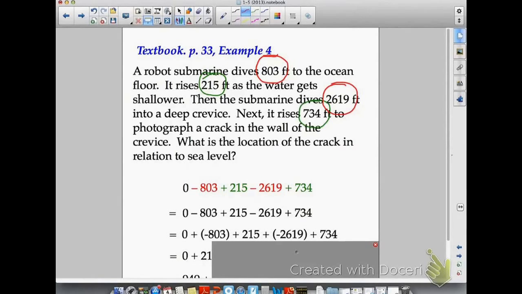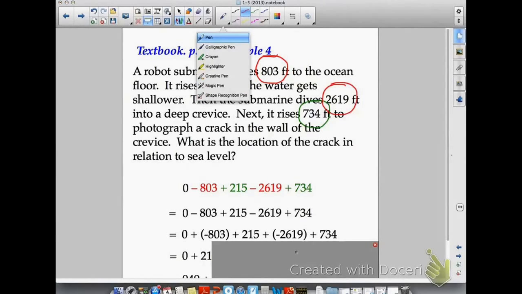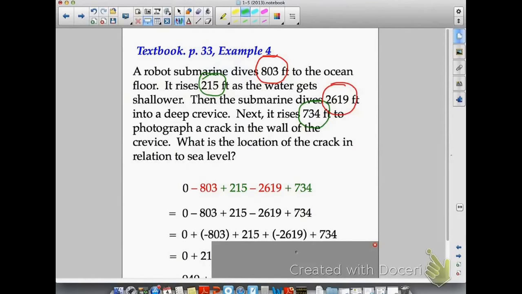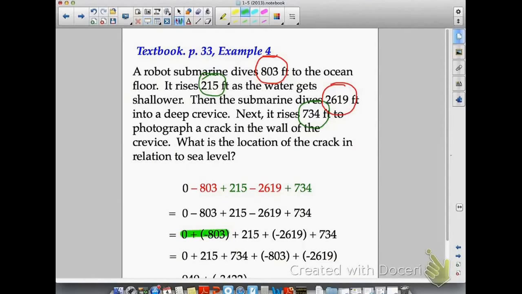Can I do that? So I'm going to take the 0 minus 803 and change that to 0 plus negative 803. The next operation is addition, so I'm not going to worry about that. And then I'm going to change the minus 2,619 to plus negative 2,619. Okay? And then I'm trying to group them. What property am I using here?